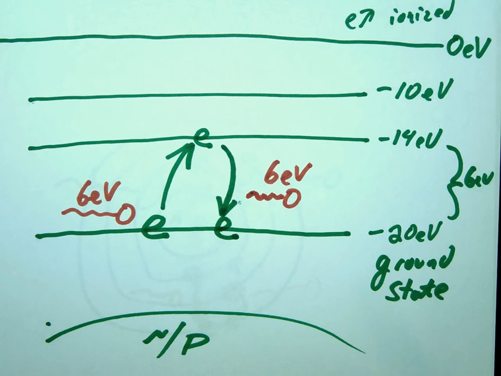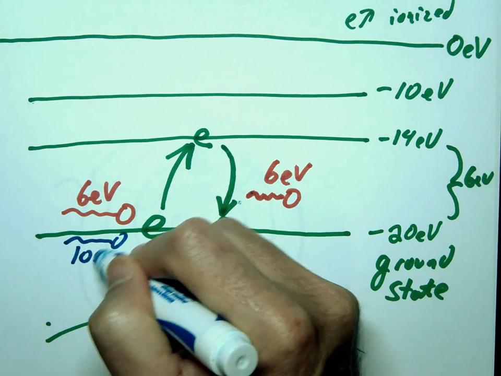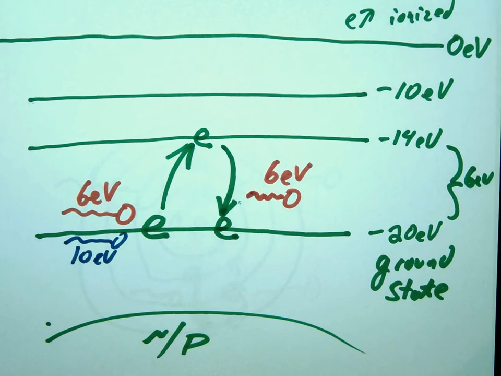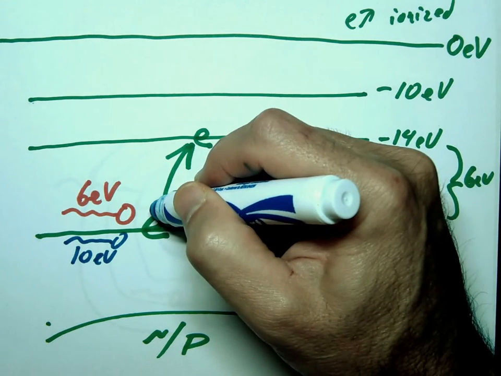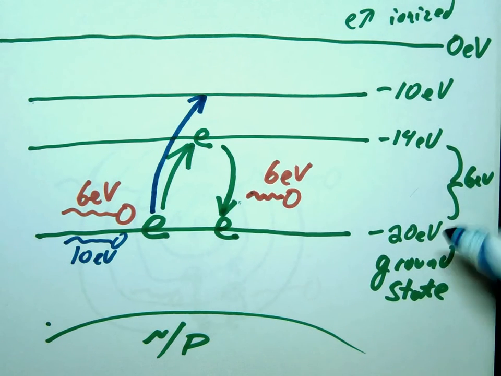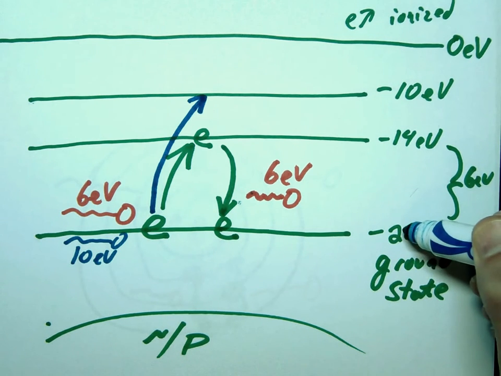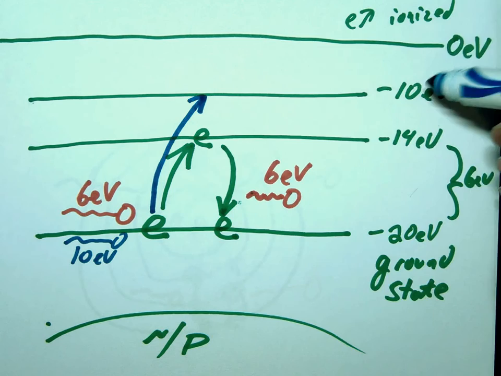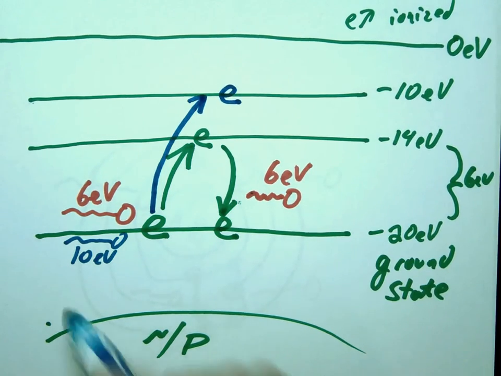Now, other possibilities: we could send in another photon. Let's say this photon is 10 electron volts. Well, if we sent in a 10 electron volt photon, this atom could also absorb that. In this case, this electron would go all the way up to this higher state, because if it absorbs 10 electron volts and it's at negative 20, it can be kicked all the way up to the negative 10 level because it's added 10 electron volts of energy.